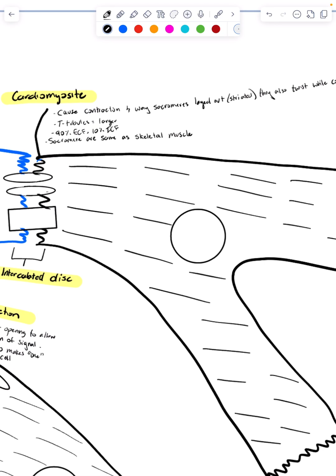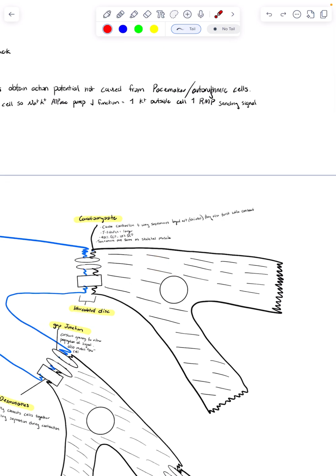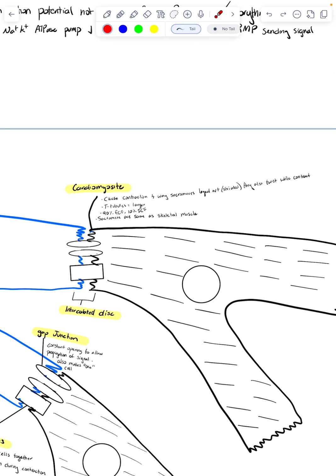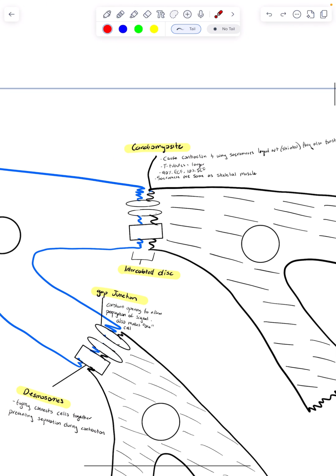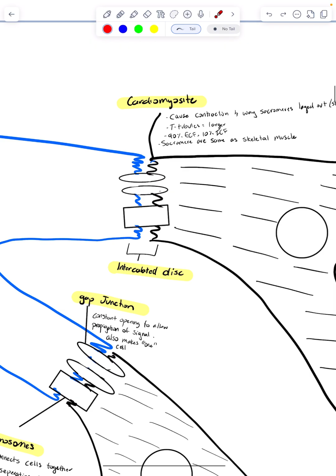These cardiomyocytes, they have these lines right here. Those are sarcomeres, actually. And these sarcomeres are what we use to contract. These sarcomeres look exactly like the ones that we reviewed in skeletal muscle. So they have the myosin, they have the actin, they have the troponin, they have all of those things. And here we have the intercalated disc. These are the discs between the cardiomyocytes and the pacemaker or autorhythmic cells.